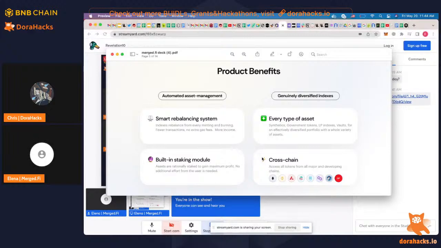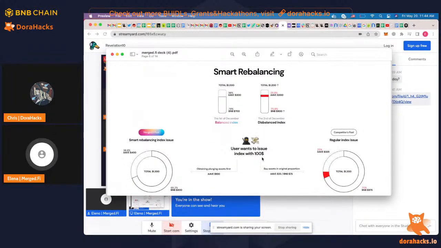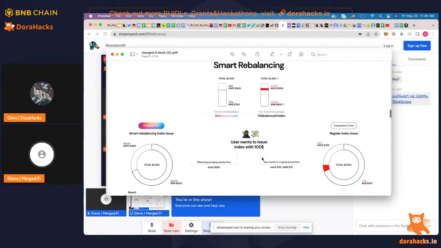And the last one is the smart balancing system. Most of our competitors rebalance manually once a month. At the end of the month, they just rebalance the assets. What we're offering is rebalancing with every mint and burn. Here is a quick example. The index was balanced and had 30% AVA and 70% BNB. After several days, the price of BNB grew, and now the index is disbalanced. It is 25% versus 75%.